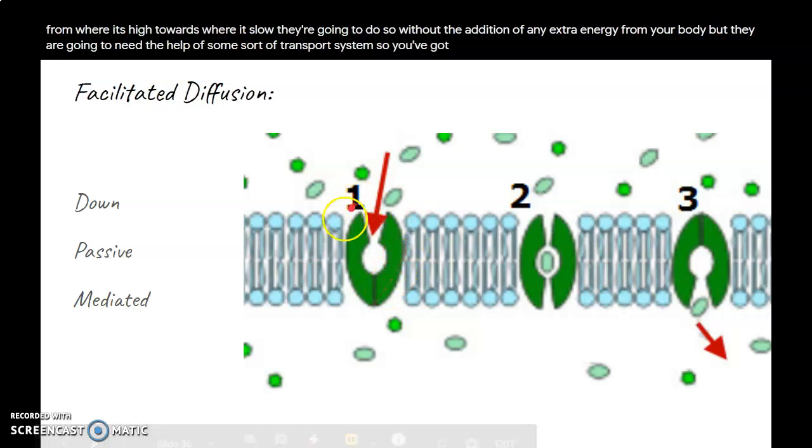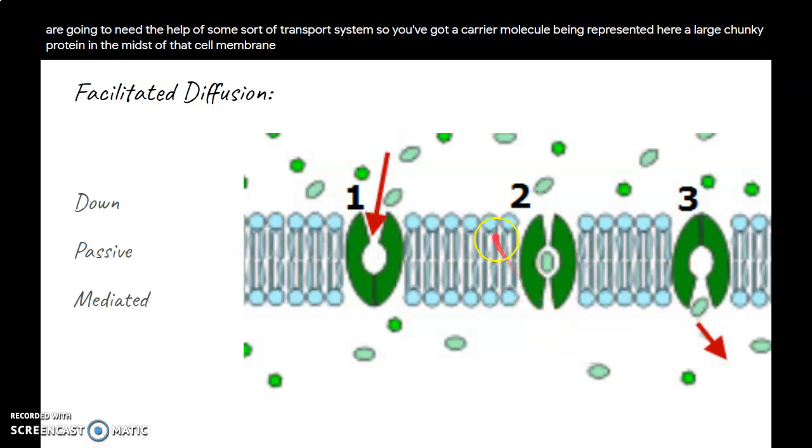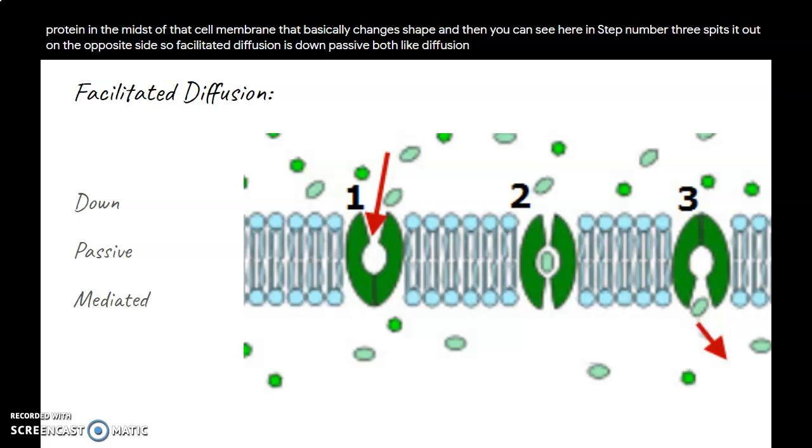So you've got a carrier molecule being represented here, a large chunky protein in the midst of that cell membrane that basically gobbles up one of these particles on one side, changes shape, and then you can see here in step number 3, spits it out on the opposite side. So facilitated diffusion is down, passive, both like diffusion, but unlike diffusion is mediated instead of non-mediated.